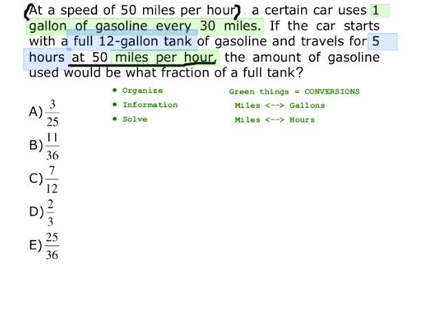As far as organizing the process here, you can realize that you start with 5 hours. Then you can go from hours to miles, because you know how to do that. Once you're in miles, you can go from miles to gallons. And then once you have the amount of gasoline used, finally you can divide this by the amount that represents a full tank.